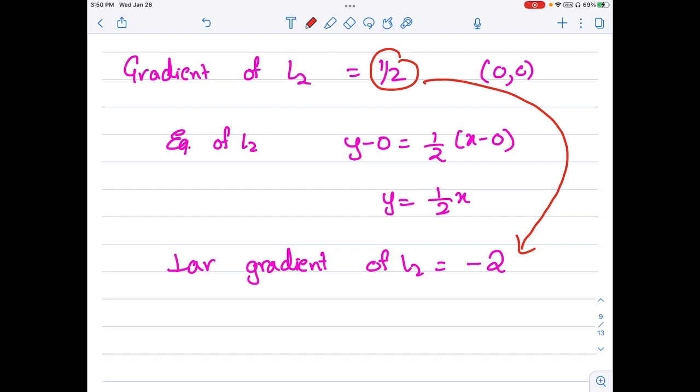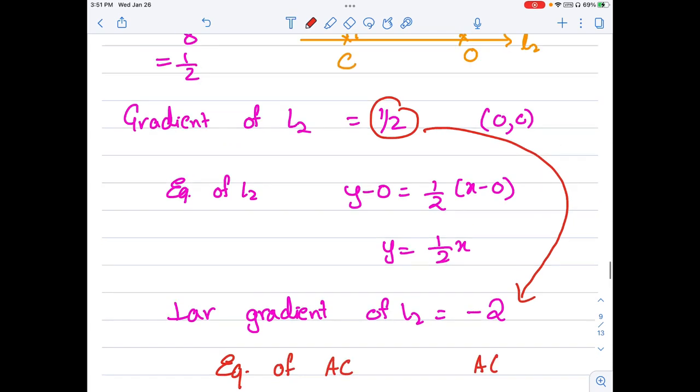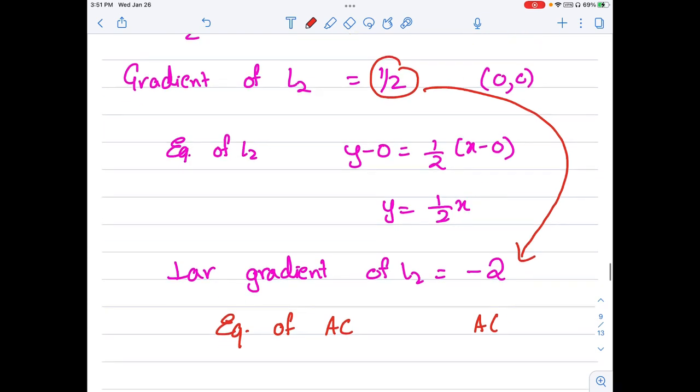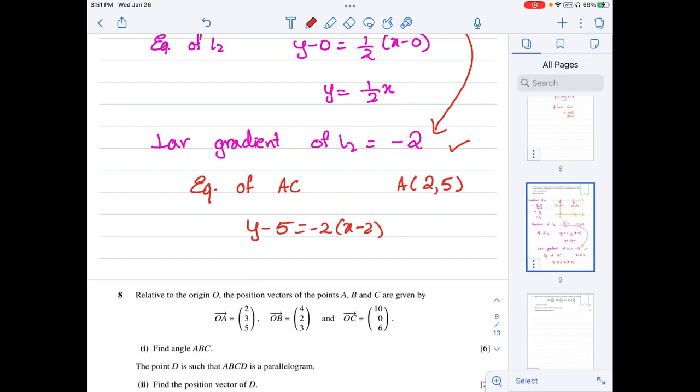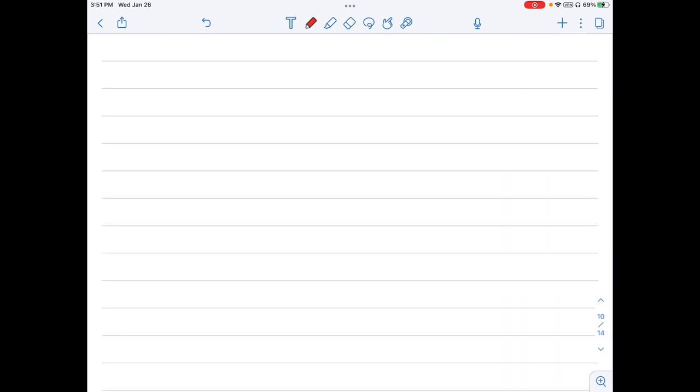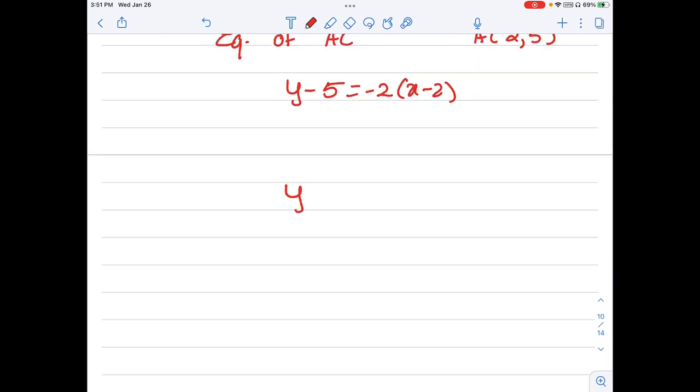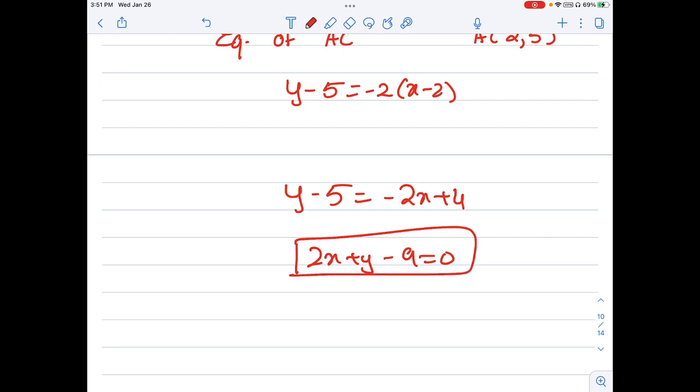So I can find the equation of AC. Because I know the point A is 2, 5 and the gradient is minus 2. So y minus y1 is equal to m into x minus x1. So y minus 5 equals minus 2x plus 4. So I get 2x plus y minus 9 is equal to 0. This is the equation of AC.